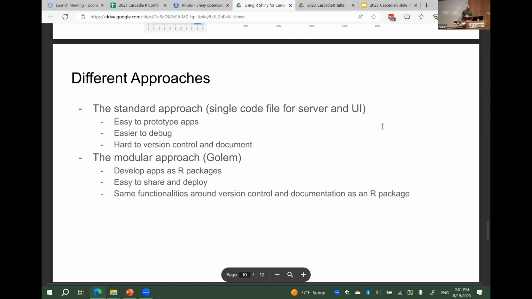The other important approach, the one that I personally lean towards, is the modular approach using something like Golem. The reason being, if we are using Golem, we can develop a Shiny app in the same way as we develop an R package. I'm pretty sure most of you have some experience developing R packages or dealing with them, so it's very, very familiar. It creates a Shiny app as a bare-bones app with the same file structure and same documentation as an R package. Then we can just go from there and build on top of that. And they are really easy to share.